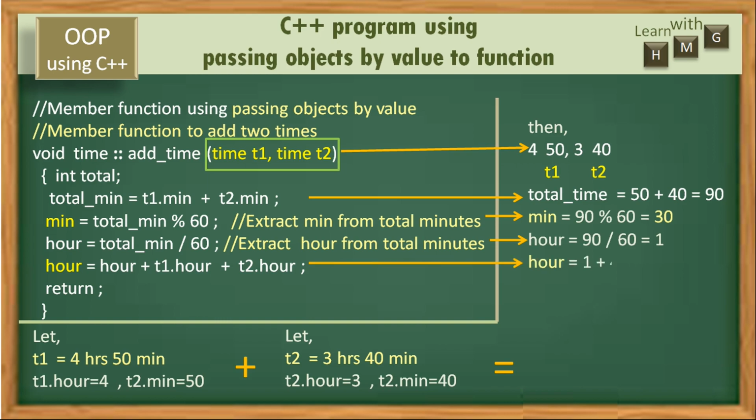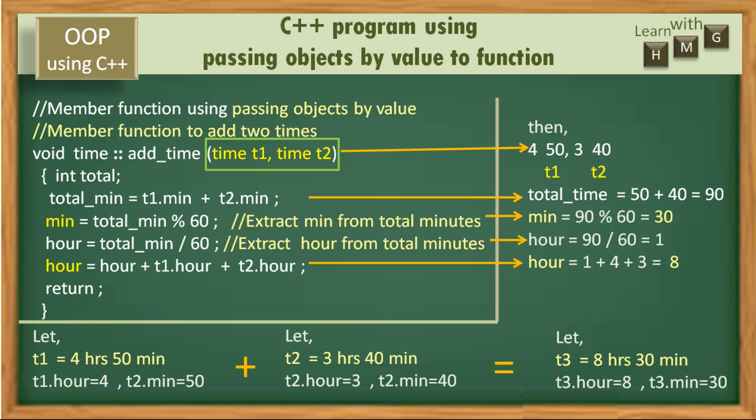Then this 1 hour will be added into the hours of T1 and T2 objects, that is 4 plus 3 and 1 hour out of total, that is 1 plus 4 plus 3, total 8. So like this the T3 object will be calculated as 8 hours and 30 minutes. This is the total 8 hours and this is the 30 minutes. In this way the addition of two objects is performed and the total is stored in the third object T3 by using member function by passing object by value.